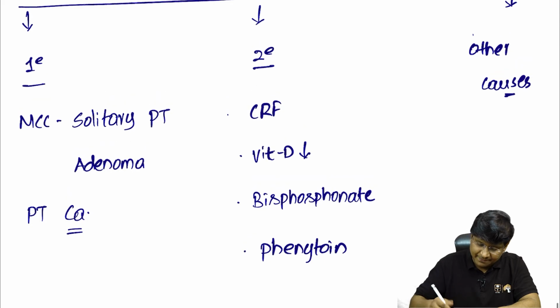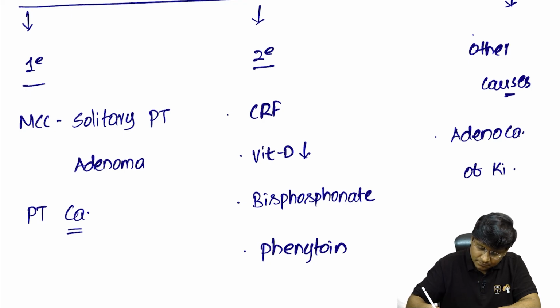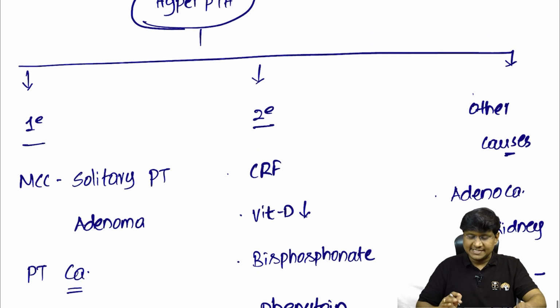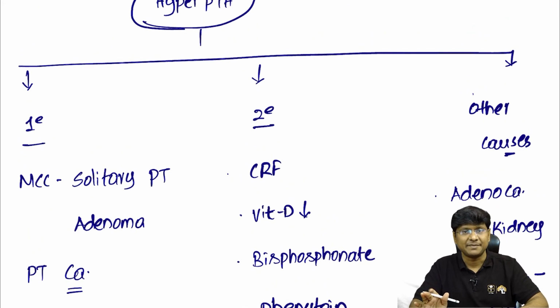Okay, then what are the other causes of hyperparathyroidism? The other causes include adenocarcinoma of the kidney, and squamous cell carcinoma of the lung. So these are the etiologies that will be causing hyperparathyroidism. Now, apart from these, we also have other important genetic disorders called Jansen disease, and familial hypocalciuric hypercalcemia. In these conditions also you will have hypercalcemia.